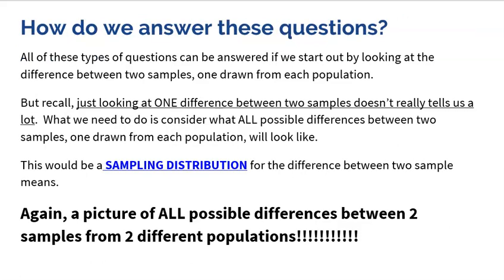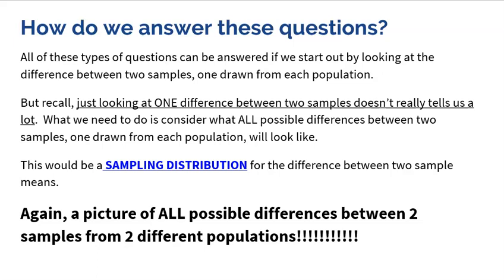Now, it's important to understand that if we're going to answer any of these questions, we have to take a look at samples, right? We can't ask every single person out there how much time they spend on homework or what their blood pressure is or what their mean salary is, but we do have time to get a sample. But recall, that's kind of been the theme of this whole unit: just looking at one difference between two samples doesn't really tell us a whole lot. What we need to do is consider what all possible differences between two samples would be.